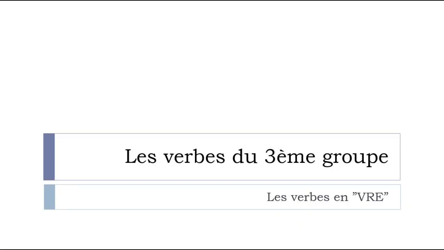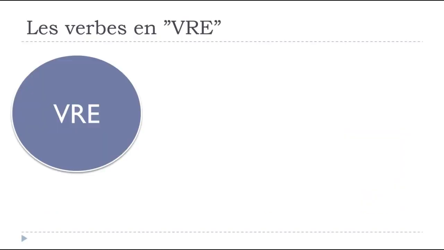Les verbes du troisième groupe. And more precisely, we'll see together how to conjugate at the present form the verbs ending with VRE. Okay? VRE. So let's see that together. And so the example I wanted to take is quite useful because it's vivre, and vivre means to live.